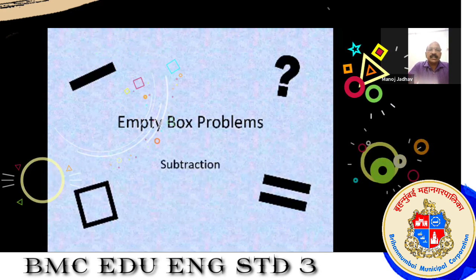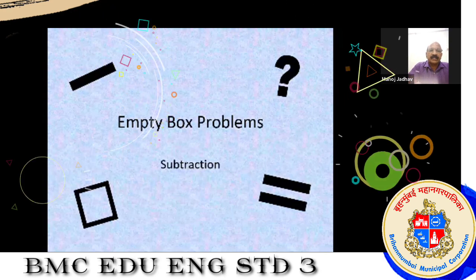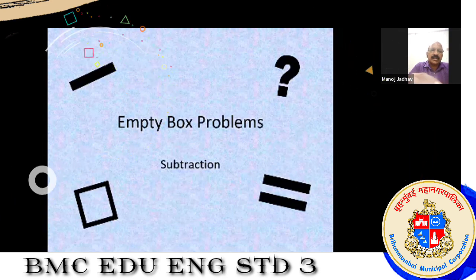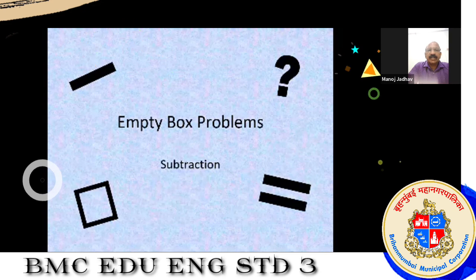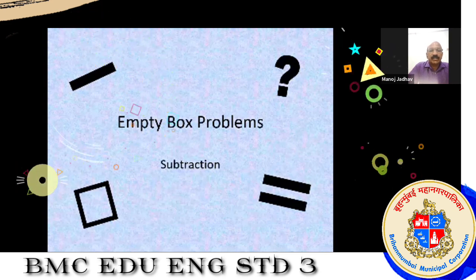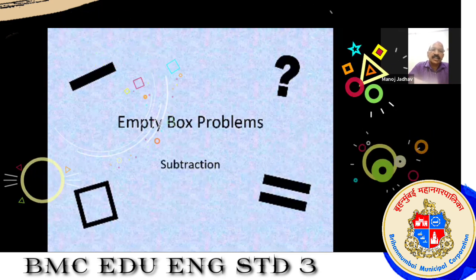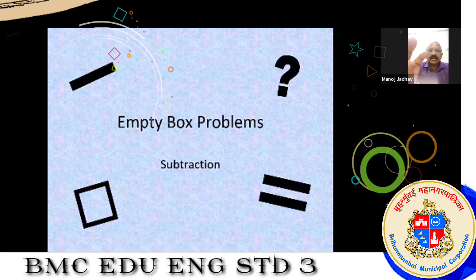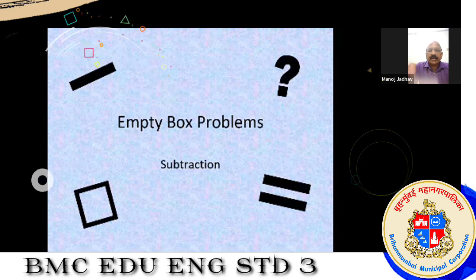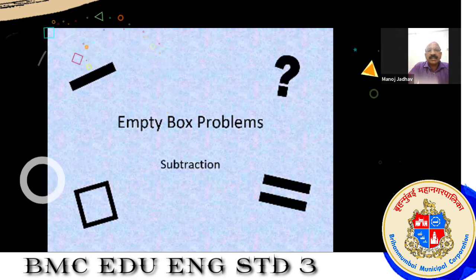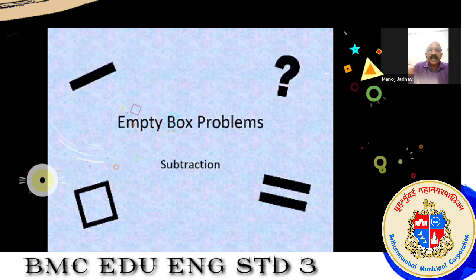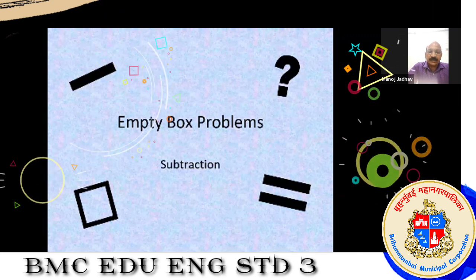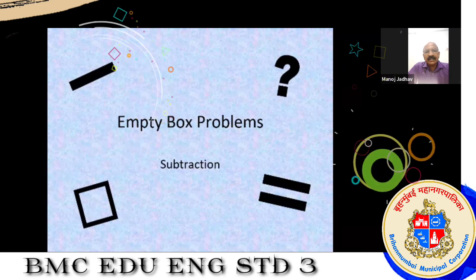Now we can see on our screen, some signs are there. One is a slipping line. This is the sign of subtraction. Then one question mark, then the equal to sign, and then one box. These 4 signs and some numbers. We are going to play with these signs and with some numbers also. And from this play and game, we are going to revise today's topic, subtraction. Okay, children.